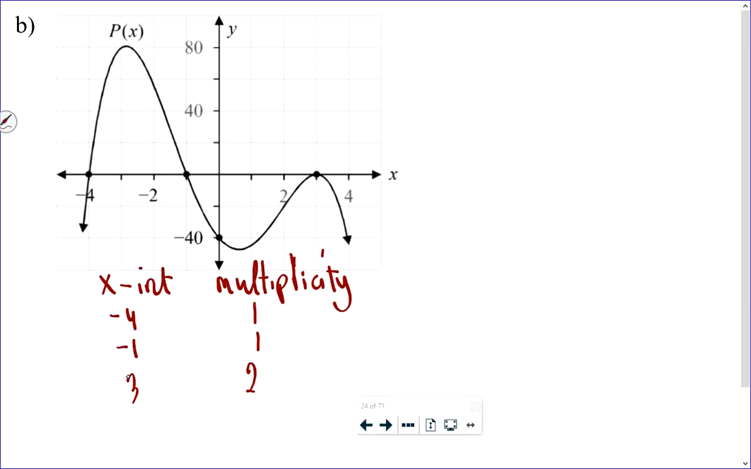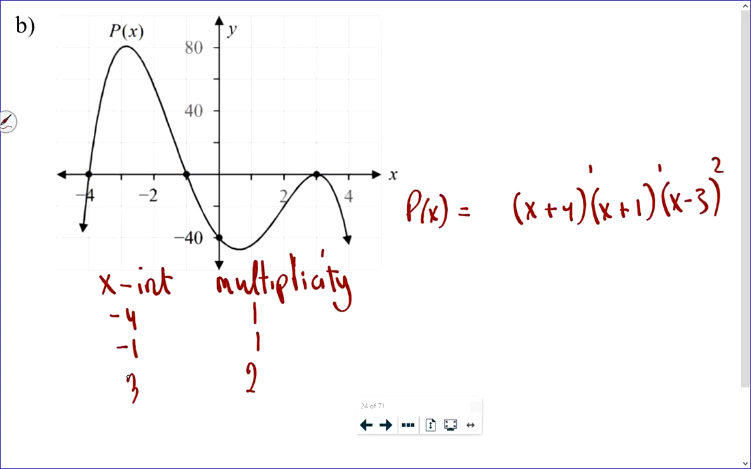And that means that based on what we did yesterday, this is what you would do with this. You would say that the polynomial function is x plus 4 to the 1. And you probably wouldn't even write to the 1 unless you want to really draw our attention to it. X plus 1 to the 1 and x minus 3 squared. Except that's not right.